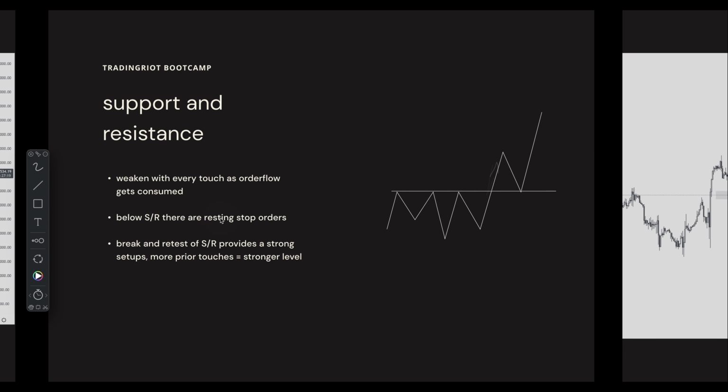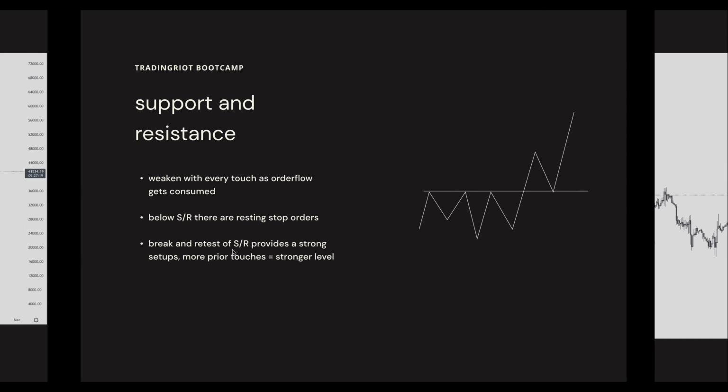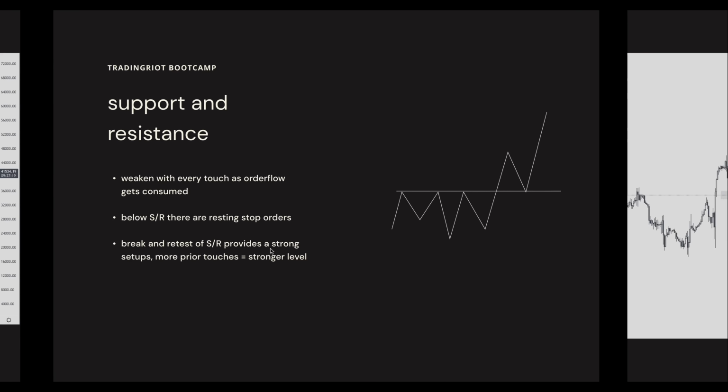Below and also above, there are also stop orders from traders who are anticipating breakouts. So for example, you have this level of resistance, people will place stop buy orders above the level, expecting the market will just break it and continue. What will often happen, market will break it, these people will get filled, and then it will sell off down to the downside. Break and retest of SR provides a strong setup.